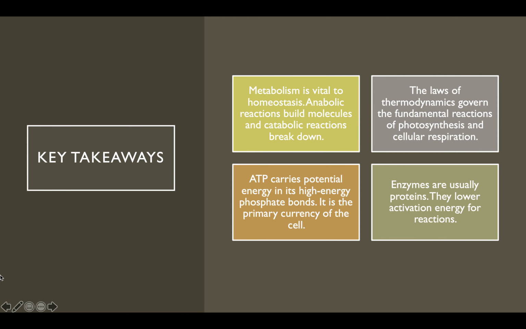Okay, so now we've made it to our key takeaways again. There are 4 here, and the first is that metabolism is vital to homeostasis, or equilibrium within our body. Anabolic reactions build molecules, and catabolic reactions break them down. That's important for the whole function of metabolism, because metabolism is a combination of all of those reactions within our body, both anabolic and catabolic.